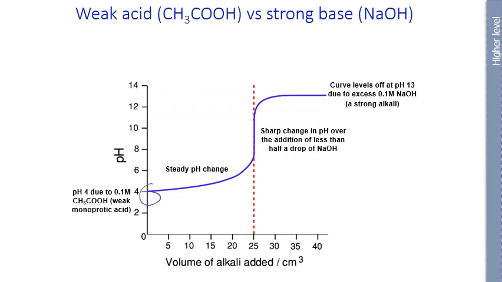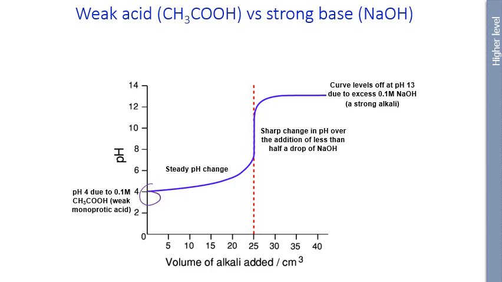Okay, so instead of starting at pH 1, it starts at a pH value of 4 because ethanoic acid is a weak monoprotic acid. So a 0.1 mole per centimeter cubed solution of that will be around pH 4. And you'll notice now it's not a no change as you add more base. You're now getting a steady pH change. Okay, it's not flat-lined just like it would be for the last two examples. You're getting a steady increase in pH.